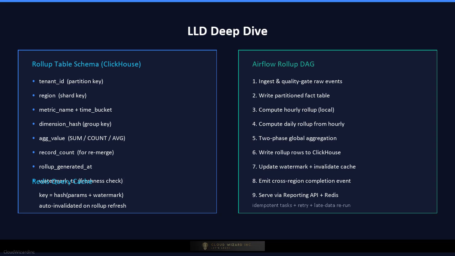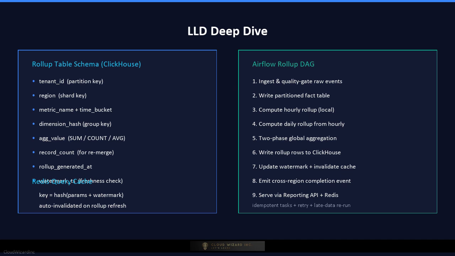The rollup table schema is keyed by tenant identifier, region, metric name, time bucket, and a dimension hash covering all grouping columns. Each row stores the pre-aggregated value, the record count used in the aggregation, and the rollup generation timestamp. This schema supports additive merging. When late data arrives, the affected rollup rows can be updated by rerunning the rollup DAG for just the affected partition. The ClickHouse serving cluster uses a replicated merge tree table engine with per-tenant partitioning.